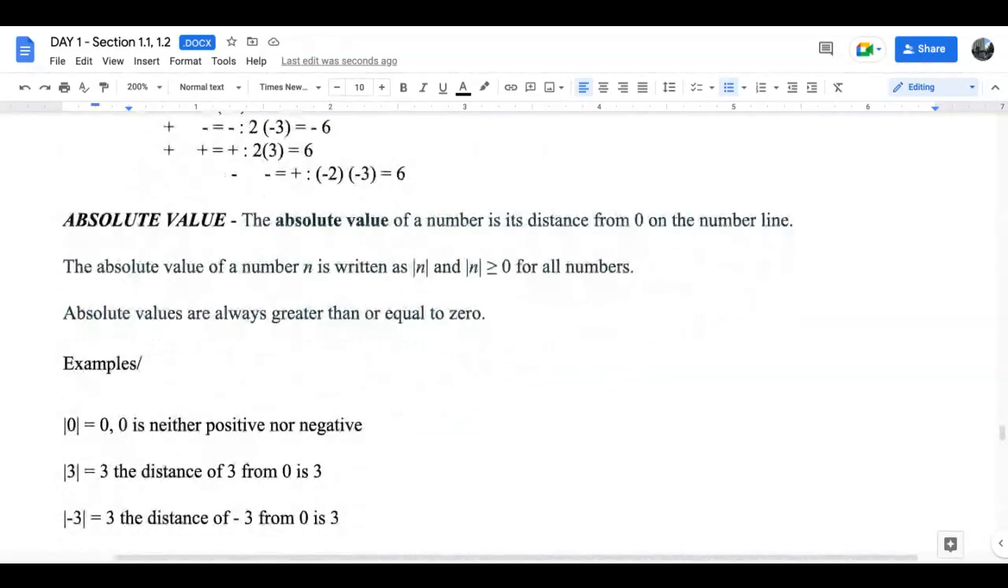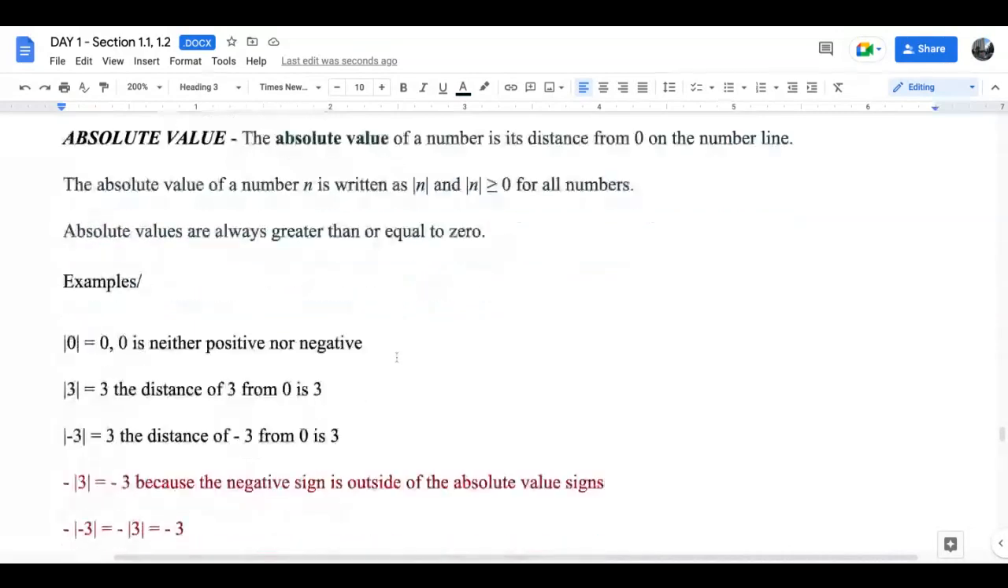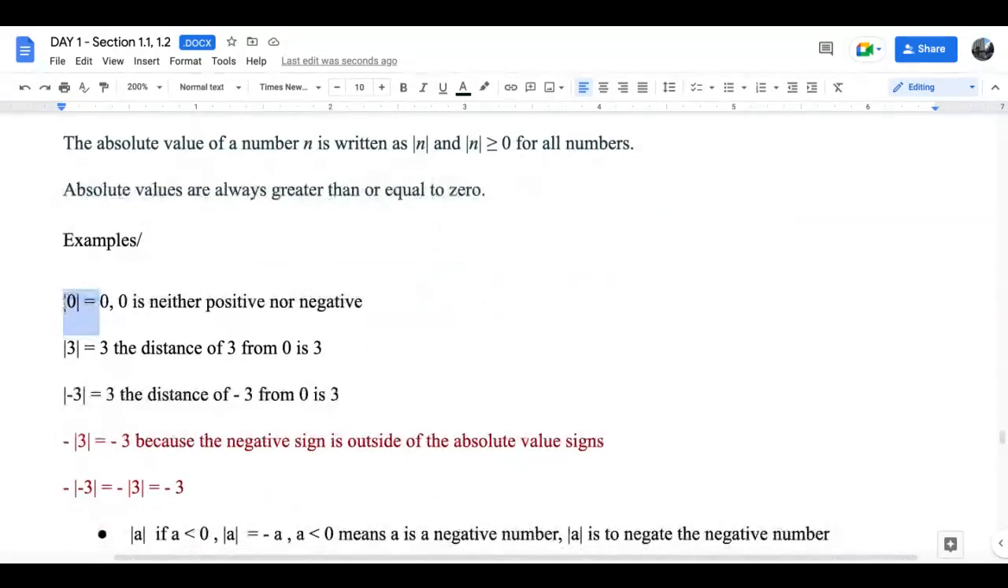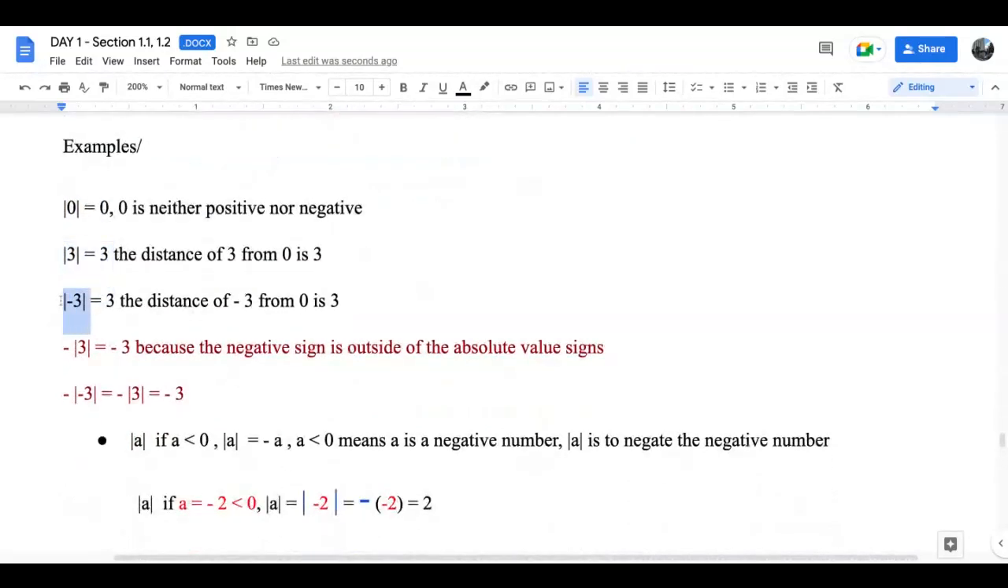Absolute values, right? We use this long bar to indicate absolute values. Absolute value means we only consider the distance of the number from 0. The number could be negative, but when we put absolute value, it becomes positive. Absolute value of 0 is always 0. Absolute value of positive number is always a positive number. Absolute value of negative 3 becomes 3, all right?